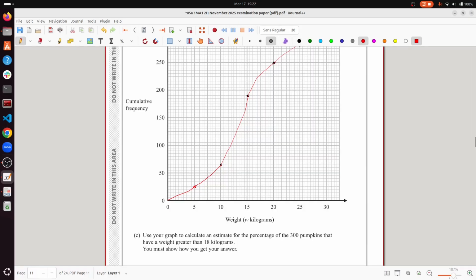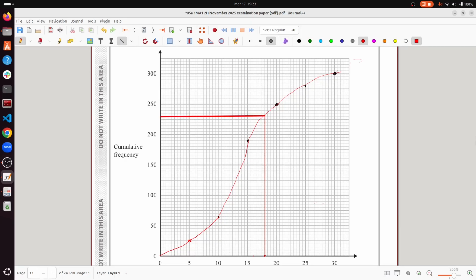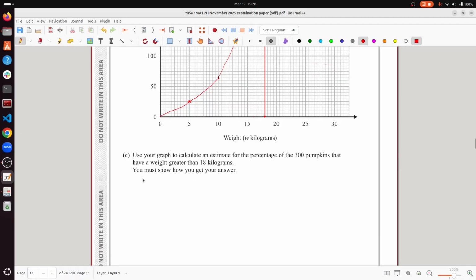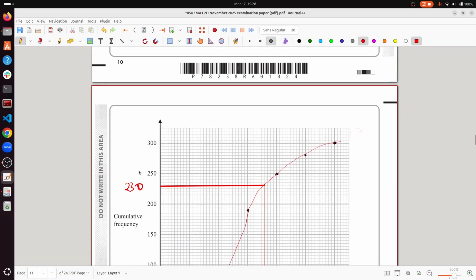So this is 15. We know that every 2 tiny boxes is 1. So that's 15, 16, and 18. Let's read that value now. So that is 200, that is 225, and that's 230. Now that we've read our value, the next thing we need to look at is this portion from 230 to 300.